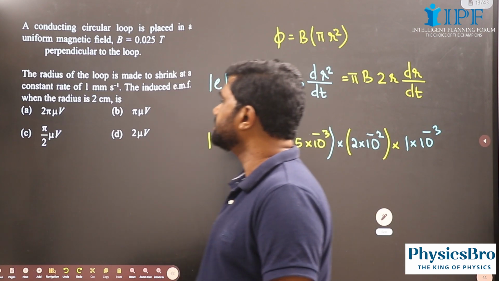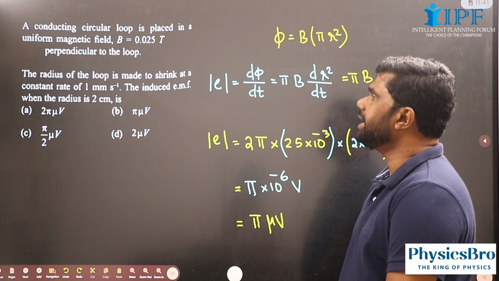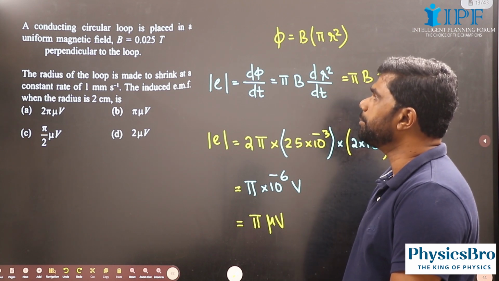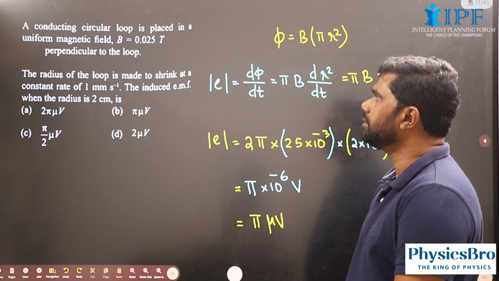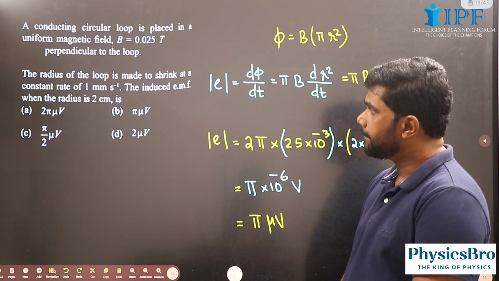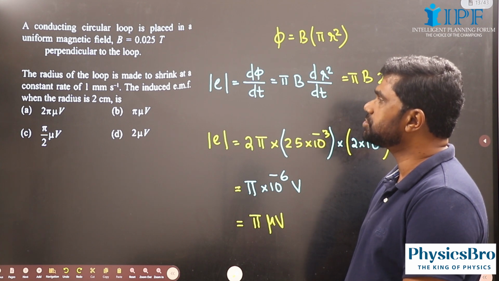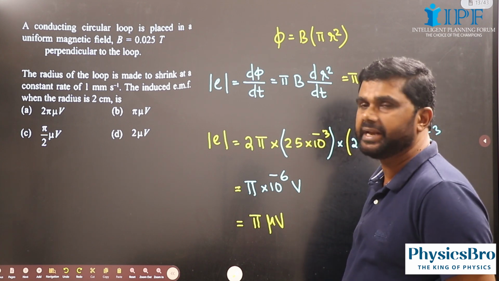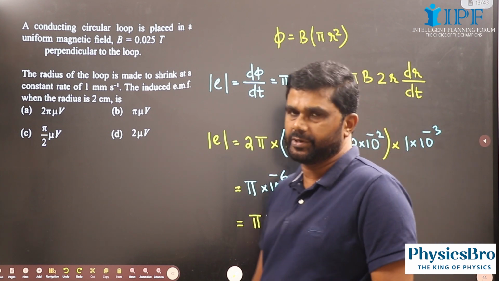Next, a conducting circular loop is placed in a uniform magnetic field B of 0.025 Tesla perpendicular to the loop. The radius of the loop is made to shrink at a constant rate of 1 millimeter per second. Find the induced EMF when the radius is 2 centimeter.